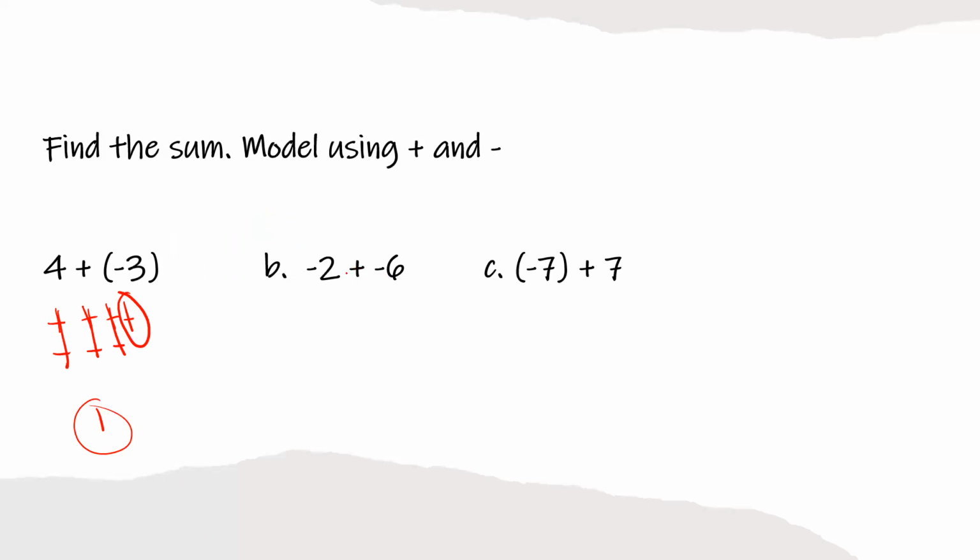Now let's look at this one. We've got 2 negatives and 6 negatives. Does anything cancel each other out? Are there any opposites there? No, so we have only negatives. So we're just going to add those together, and that gives us 8 negatives, -8.